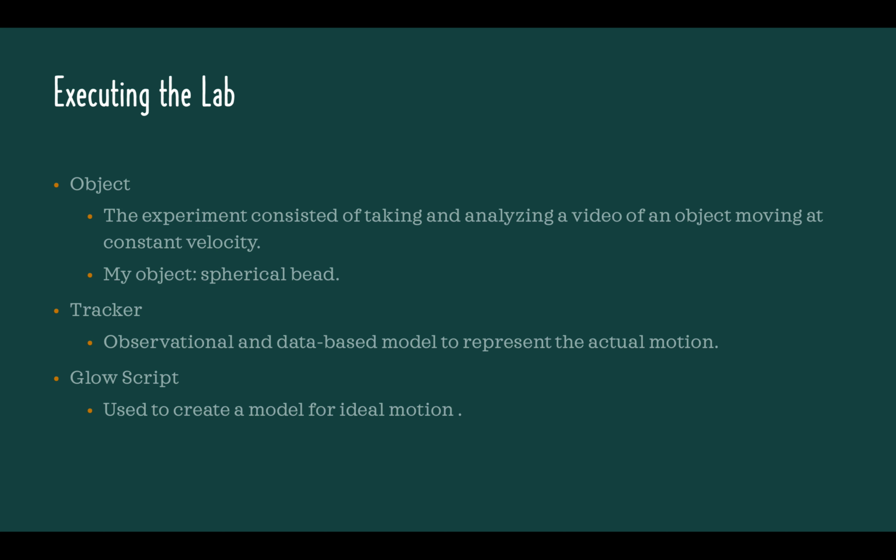To execute the lab and test my predictions, I took a video of a bead rolling across a flat surface in a straight line to analyze. To actually analyze the video, I used a program called Tracker to get position and velocity data by placing a point at the position of the bead per every frame. This is how we create an observational and data-based model to represent the actual motion. From there, I used a program called GlowScript to write a code that would create a model for the ideal motion of the object from the data collected in Tracker.